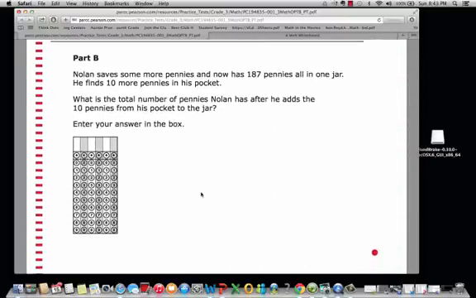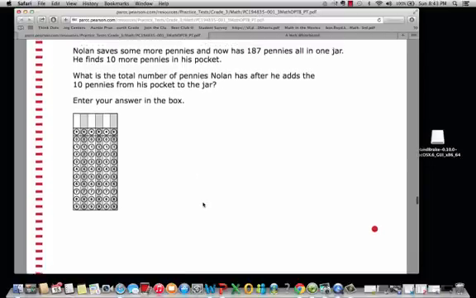Then he saved some more and now has 187 pennies all in one jar. He finds 10 more pennies in his pocket. What is the total number of pennies Nolan has after he adds the 10 pennies in his pocket to the jar? This is as simple as it sounds. 187 plus 10 is 197. I don't think anybody got that wrong.